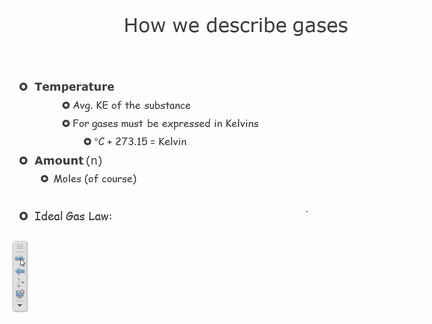Now the word ideal means perfect. So we're talking about perfect gases here. And just like there are no ideal men or women, there are no ideal gases. But under normal conditions of temperature and pressure, these substances will follow the ideal gas law. They don't deviate much. The ideal gas law says PV equals nRT.